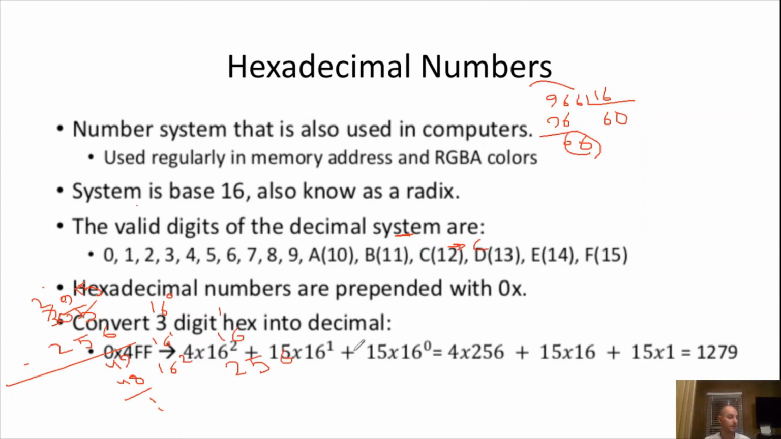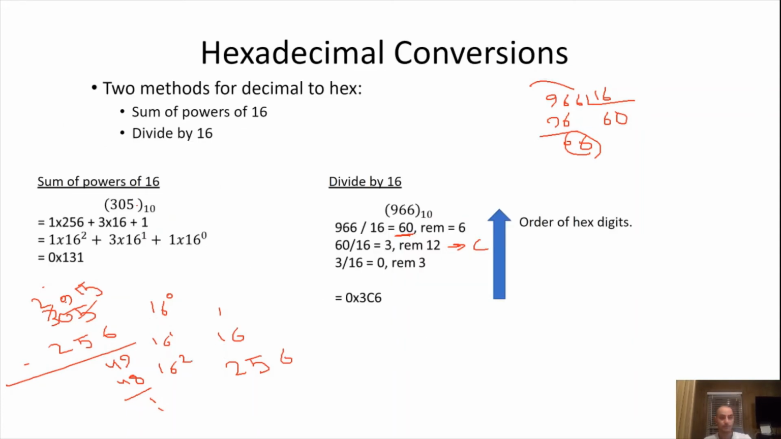and I have to go back forward. Okay, so 3, 12, that's C, and then the 6. So that's going to be 966 in hex. So basically that's a two-way to convert. Exactly same rules, except that we are working with 16. So let me clear this and continue.